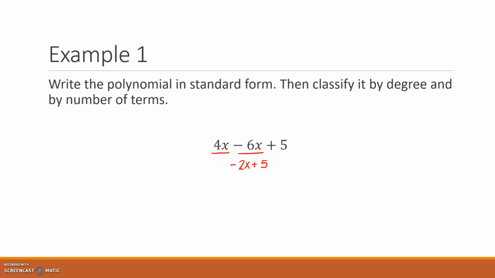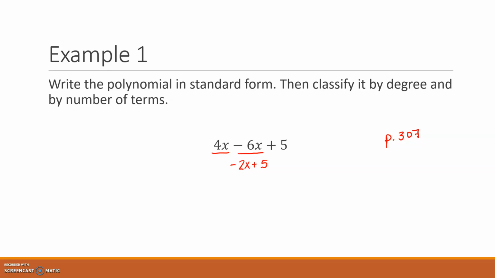Now for classifying by degree and number of terms, turn in your book to page 307 and there is a chart there that tells you based on the degree and the number of terms how we would classify it. So pause this video until you've got that chart pulled up.